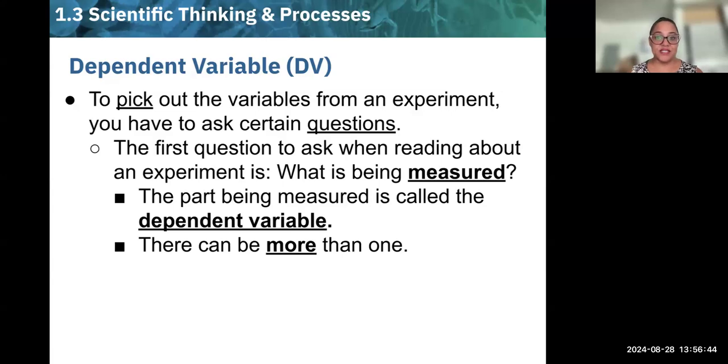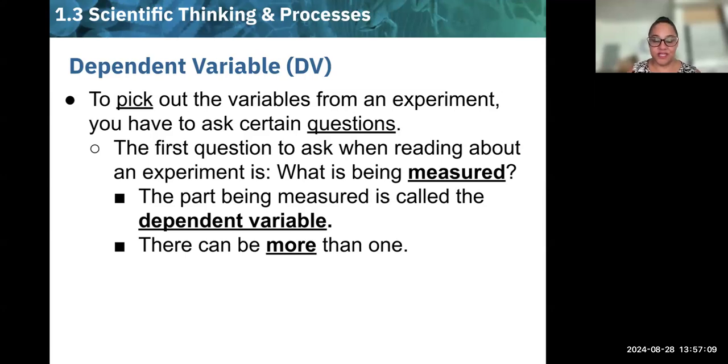The first question to ask when reading about an experiment is what is being measured. You should always be able to pick out something that a scientist is measuring, whether it's measuring it qualitatively by describing it or measuring it with actual numbers, like a scale or a meter stick. The part being measured is called the dependent variable, and there can be more than one. We can measure a lot of things about experiments.